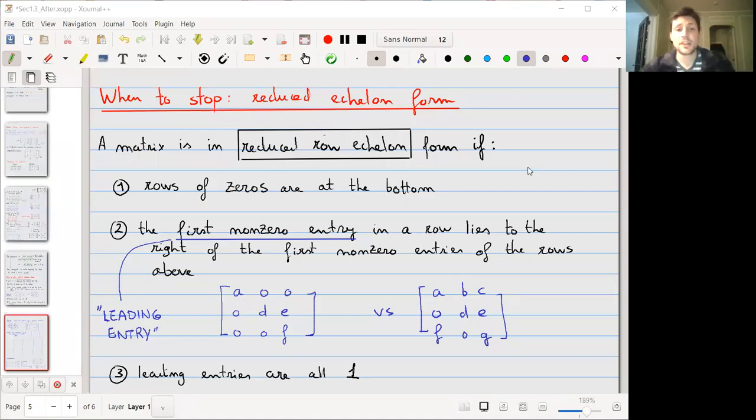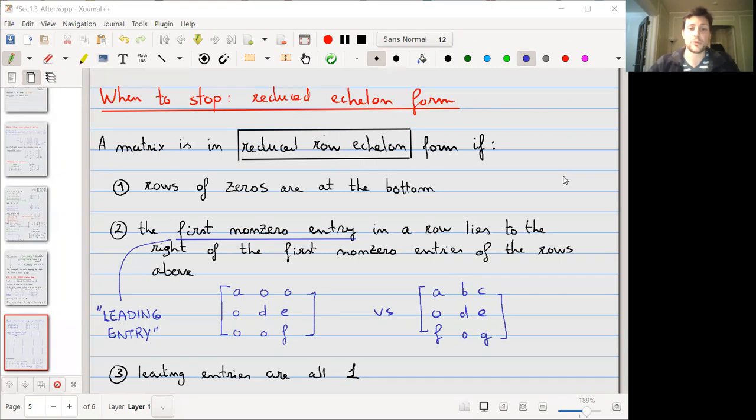Hi everyone. This video is a continuation of the video on row operations on matrices. We saw that row operations allow us to tackle linear systems and their problems with linear algebraic language. However, to know when to stop performing row operations, to know when we got to a solution of our linear system, we introduce the notion of a reduced echelon form for a matrix.